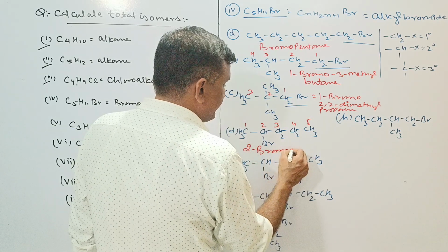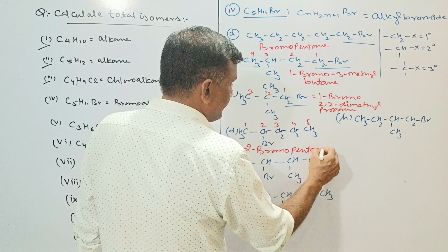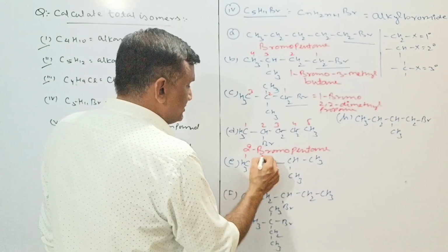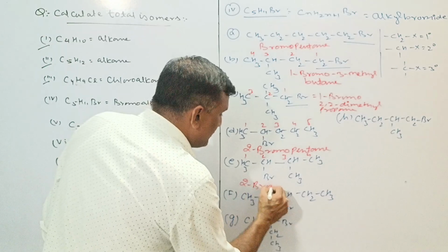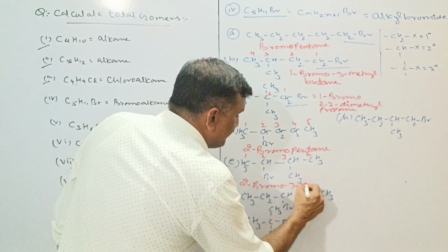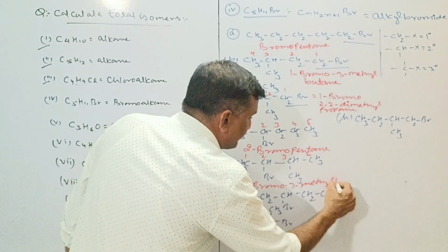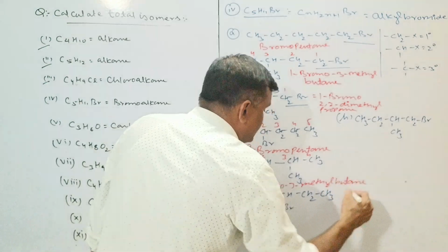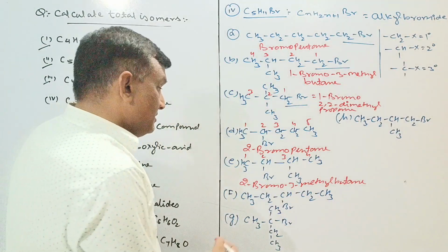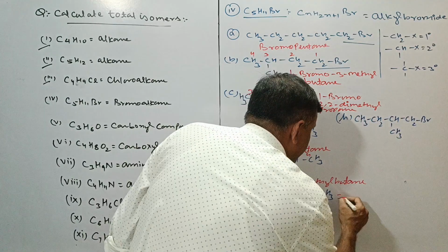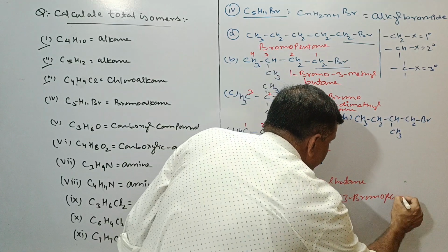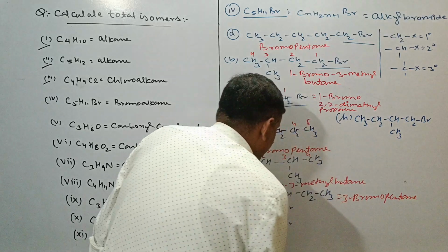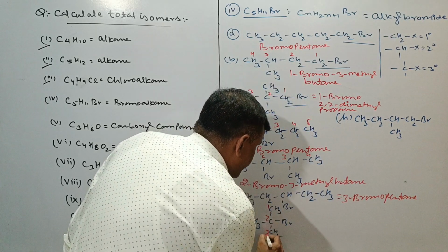2-bromopentane. This is your 1, 2, 3, 4. 2-bromo-3-methylbutane is the most important. Regarding this, we can take 3-bromopentane. This is your 1, 2, 3 and 4.